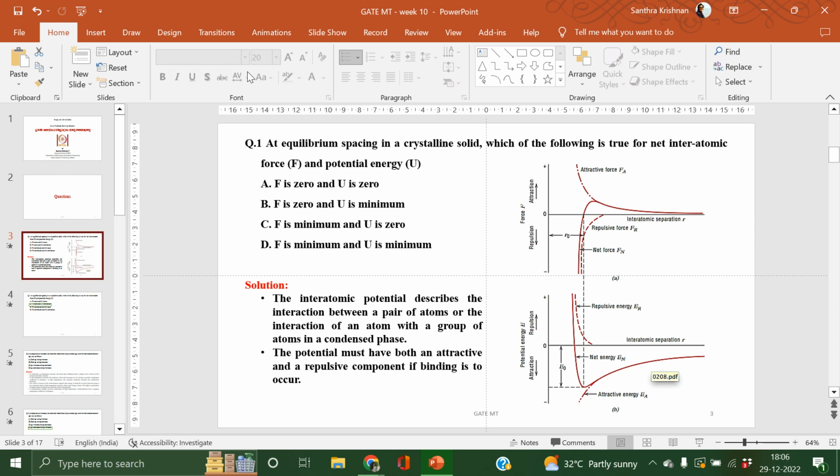So first question is, at equilibrium spacing in a crystalline solid, which of the following is true for net interatomic force and potential energy? The options are: force is 0, potential energy is 0; force is 0, and potential energy is minimum; force is minimum, potential energy is 0; and force is minimum, U is minimum. So anybody from the audience knows the answer to this question?